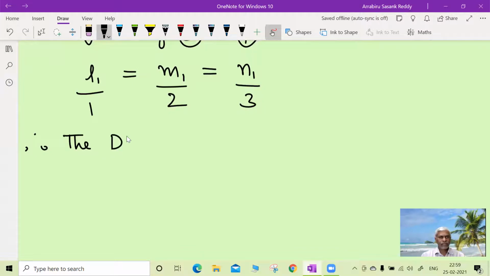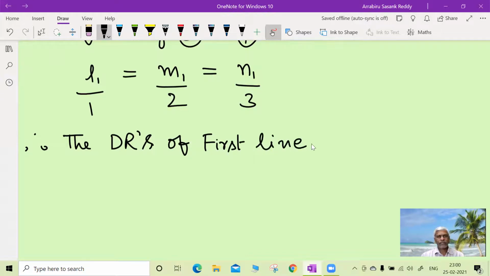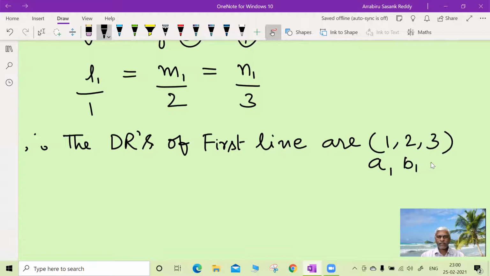The direction ratios of the first line are 1, 2, 3. So this is a1, b1, c1.